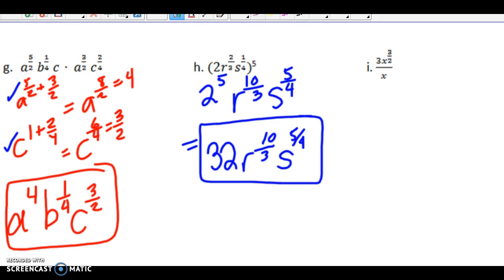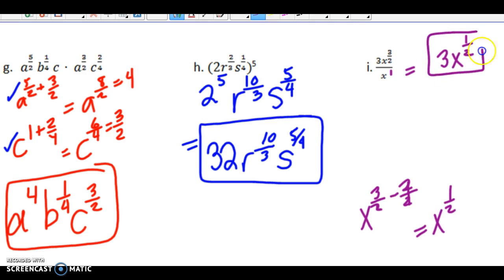On this last one, you can see that you have x's in the numerator and the denominator. The 3 is going to stay put in the numerator. But in order to get the x's, we have to do 3/2 divided by x, which means 3/2 minus 1, since that's x to the 1st power. So that's basically the same thing as doing 3/2 minus 2/2. So we get x to the 1/2 power. That's not too bad because it came out positive, which means it's in the numerator. So pretty cut and dry on I.